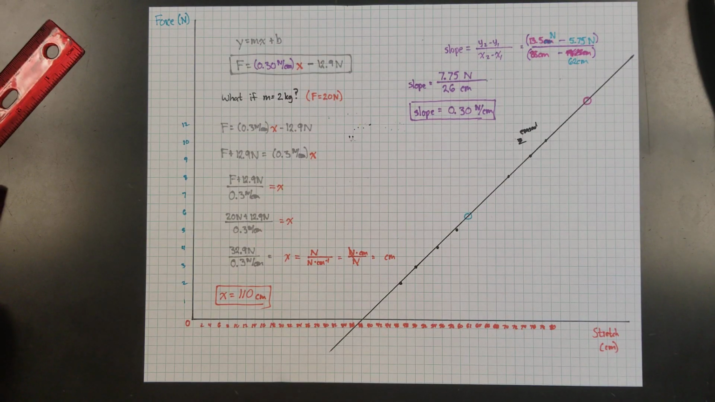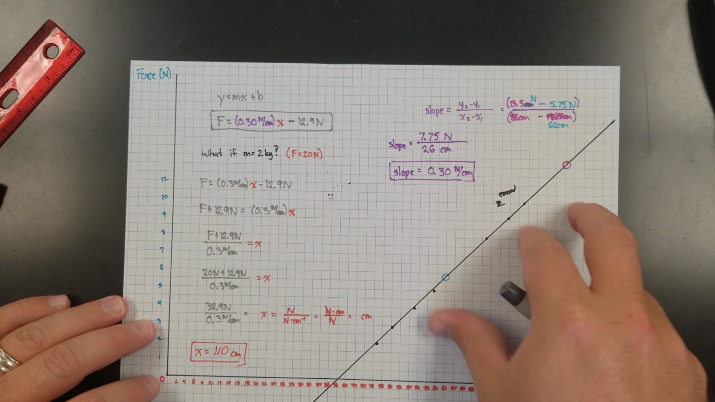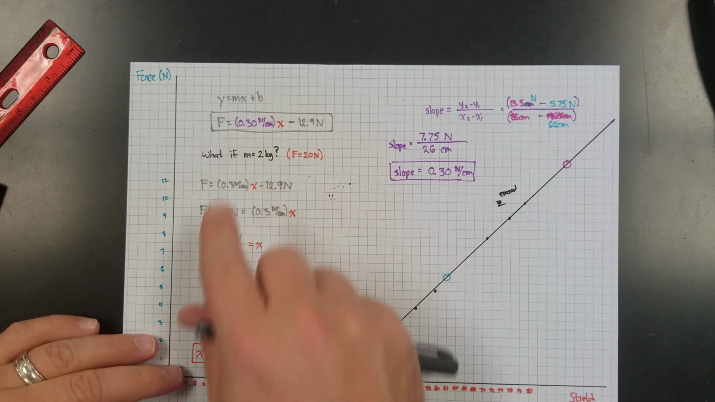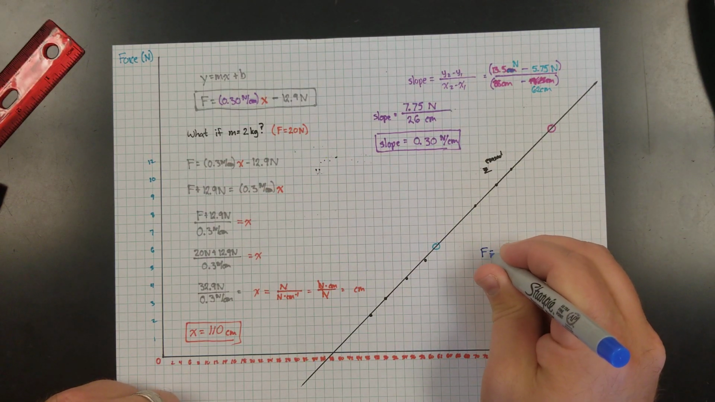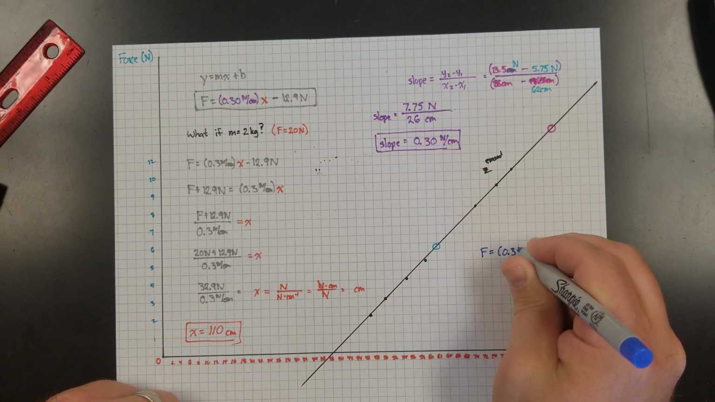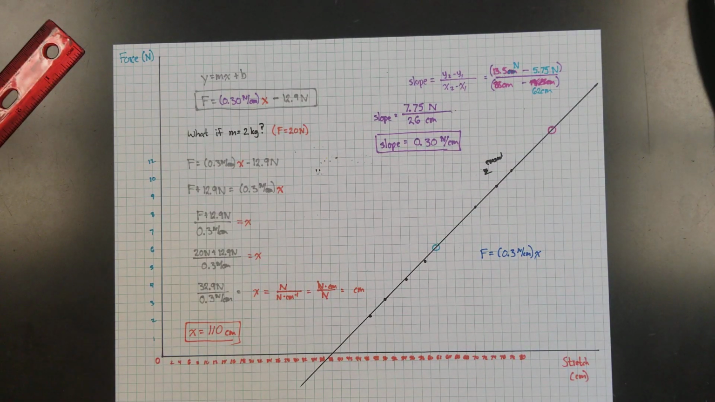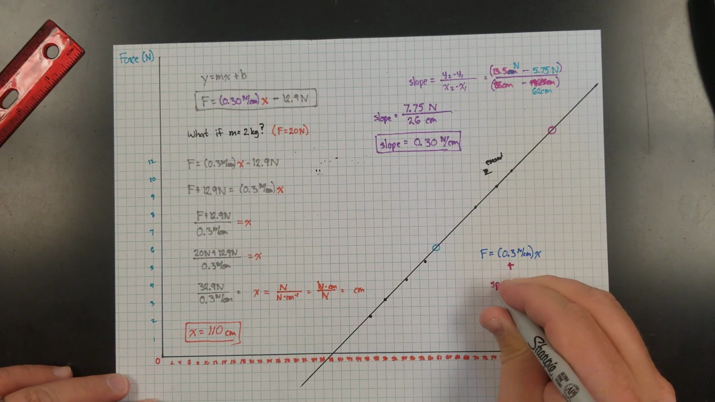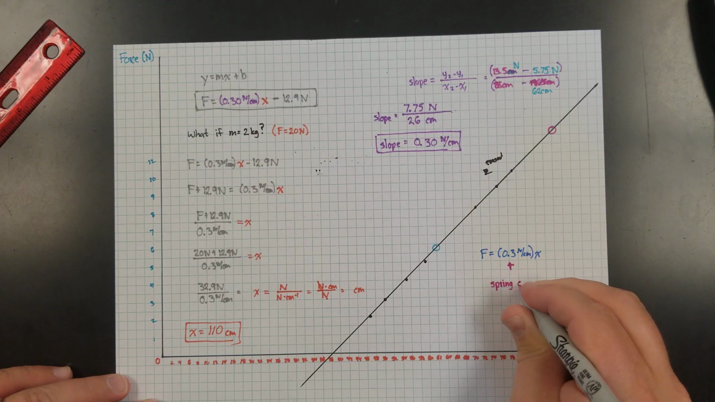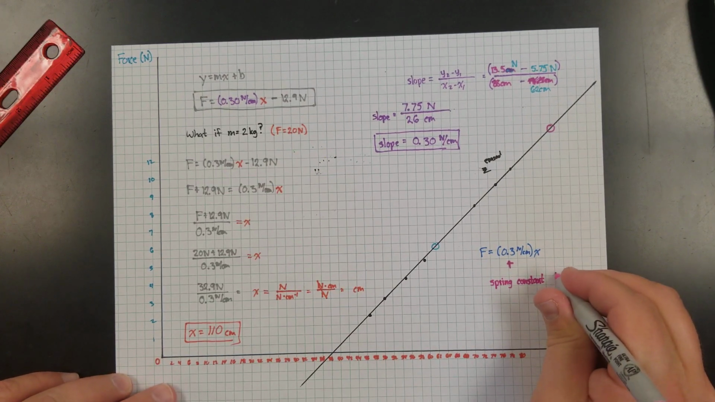Real quick, let's talk a little bit about the meaning of this slope, because if I had a different spring, I would still get a straight line, but I would have a different slope. And so the slope in this equation, F equals 0.3 newtons per centimeter times x, is often referred to in this particular physics equation as the spring constant, which is given a symbol K.